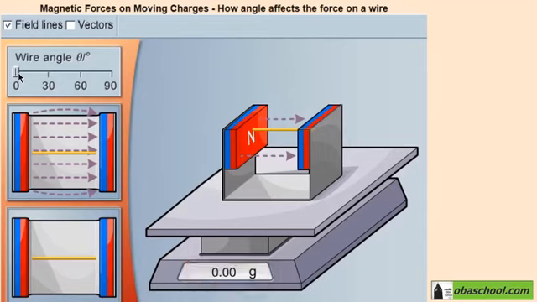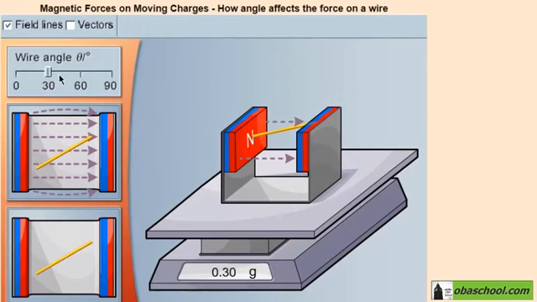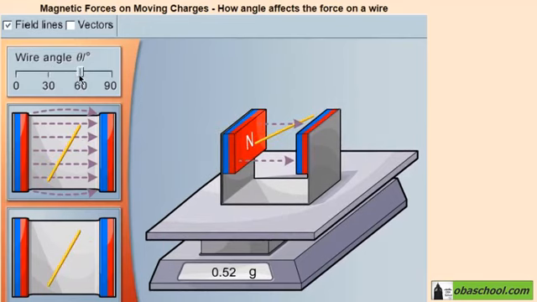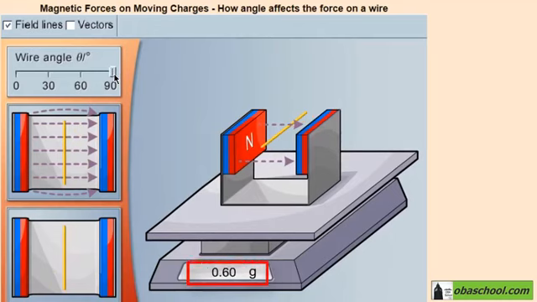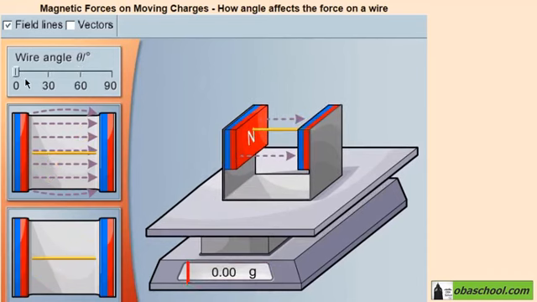Now let's drag the wire angle slider slowly from 0 degrees to 90 degrees to see the changes in reverse. So as we increase the angle, the force of the magnetic field on the conducting wire changes with the angle between the wire and the magnetic field. The force is greatest when the wire is perpendicular to the magnetic field, as we see here, and the force is 0 when it's parallel to the field, that is, it has an angle of 0 degrees.